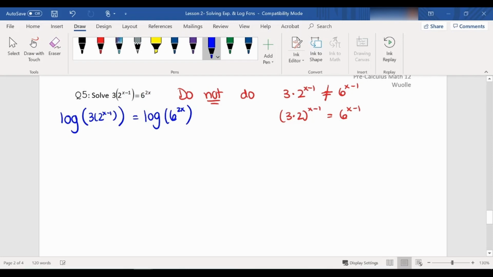Okay. Now our second step would usually be to bring the exponents down, which we can do on the right, but on the left, we don't have an exponent that is on this whole term. But we do have log laws that we can use. So we're going to use log laws here. We're going to use the multiplication one, and we're going to split this up into log of 3 plus log of 2 to the x minus 1.